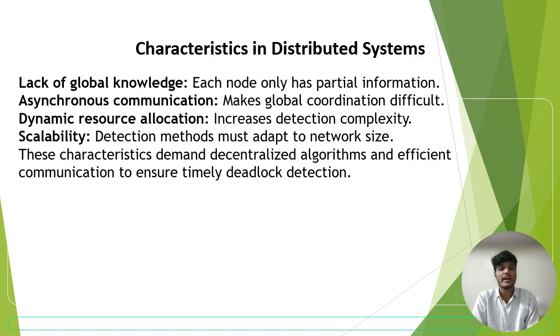Next, what are the characteristics of distributed systems? First, lack of global knowledge. Here, each node only has partial information. Next, asynchronous communication makes global coordination difficult. Dynamic resource allocation increases the detection complexity. Next, scalability: detection methods must adapt to network size. These characteristics demand decentralized algorithms and efficient communication to ensure timely deadlock detection. These are the characteristics of distributed systems.